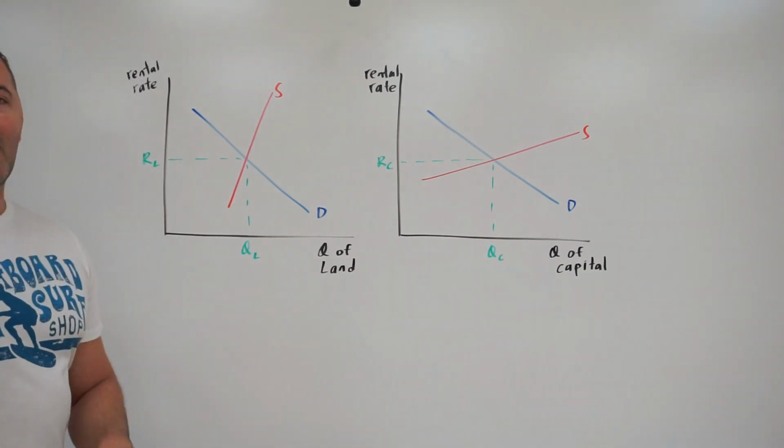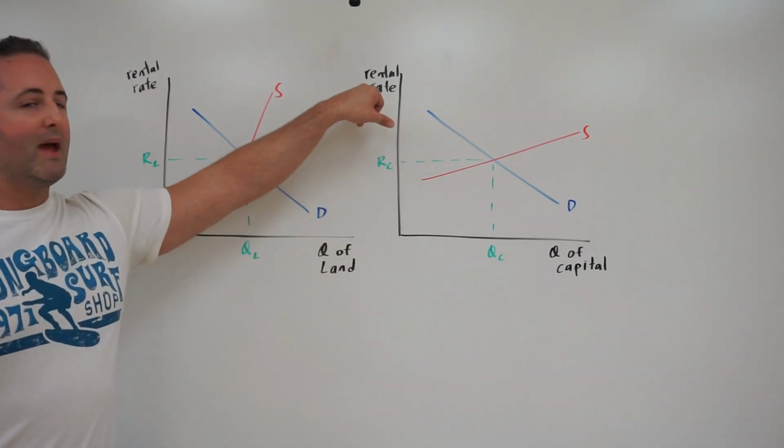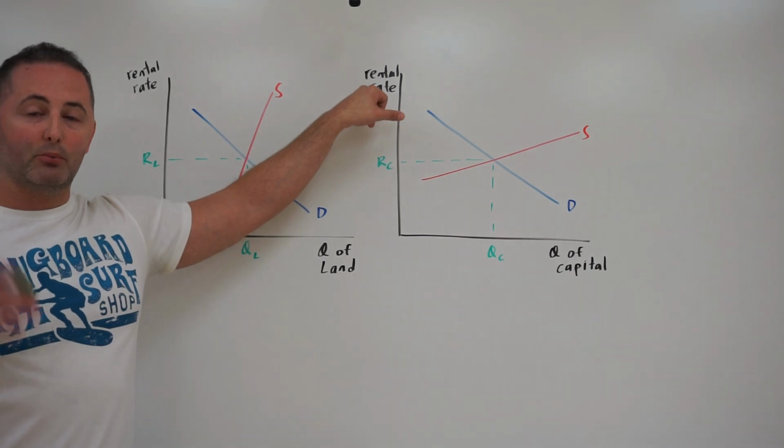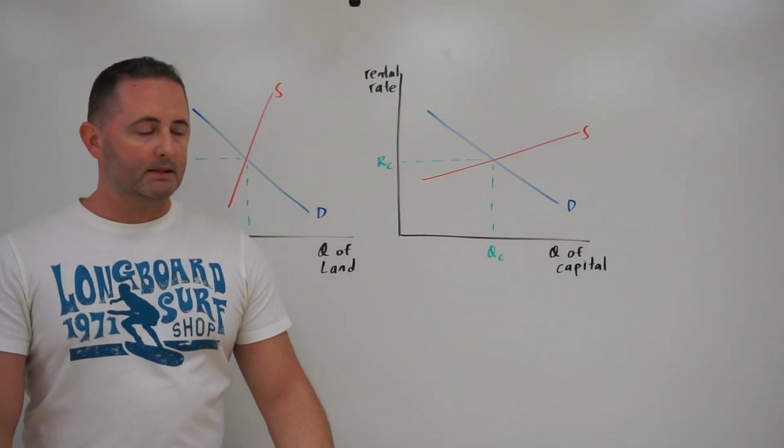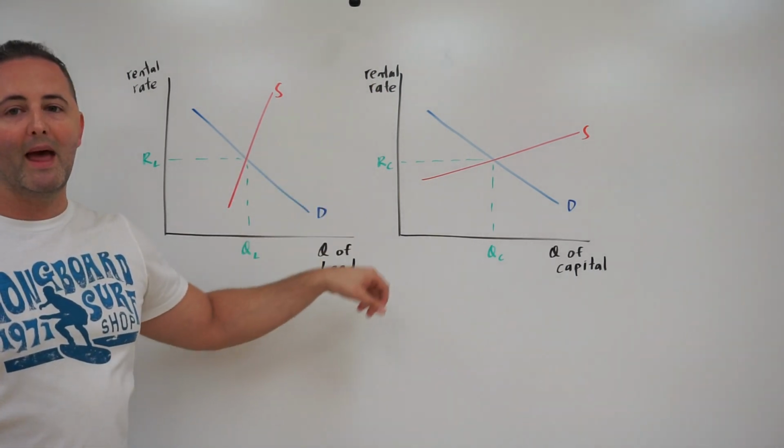The only other thing to point out from this model is that we have this labeled as rental rate instead of as a price or a wage. So this term rental rate, this is the price. That's how we express the price of land and of capital.